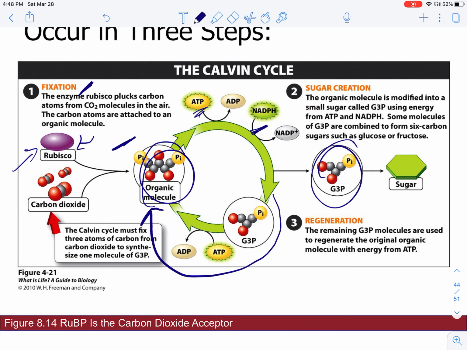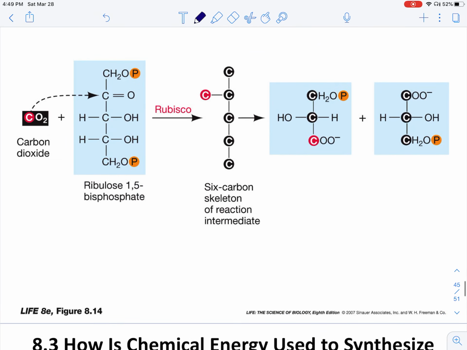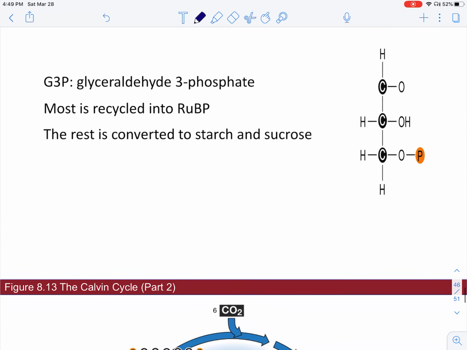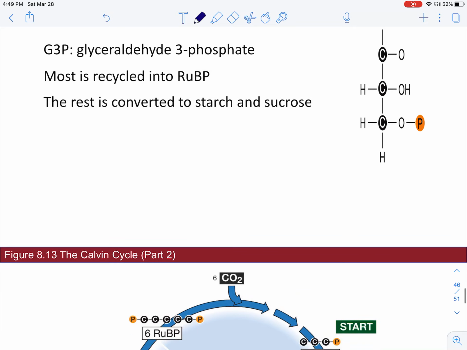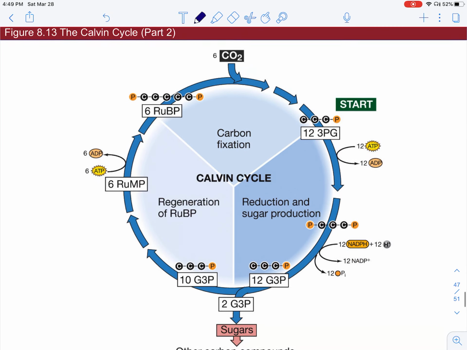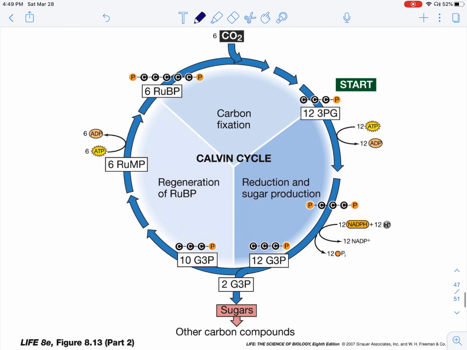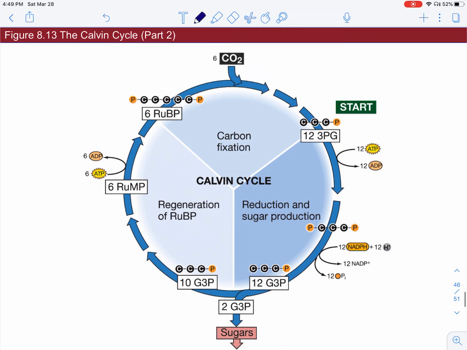So there's a fixation part, the carbon fixation part, there's the sugar creation or the reduction part, and then there's the regeneration of ribulose bisphosphate so that it can pick up another one. And then these are the chemical structures of that. It's used to make glyceraldehyde 3-phosphate, and that glyceraldehyde 3-phosphate ultimately becomes glucose.